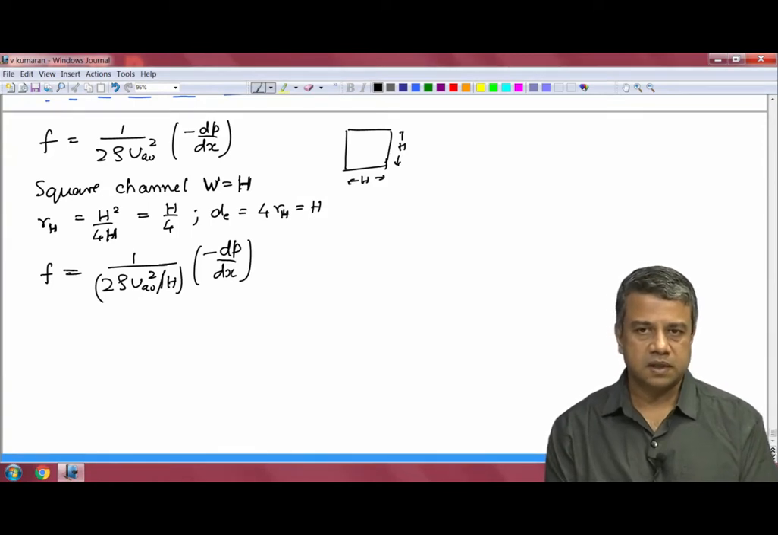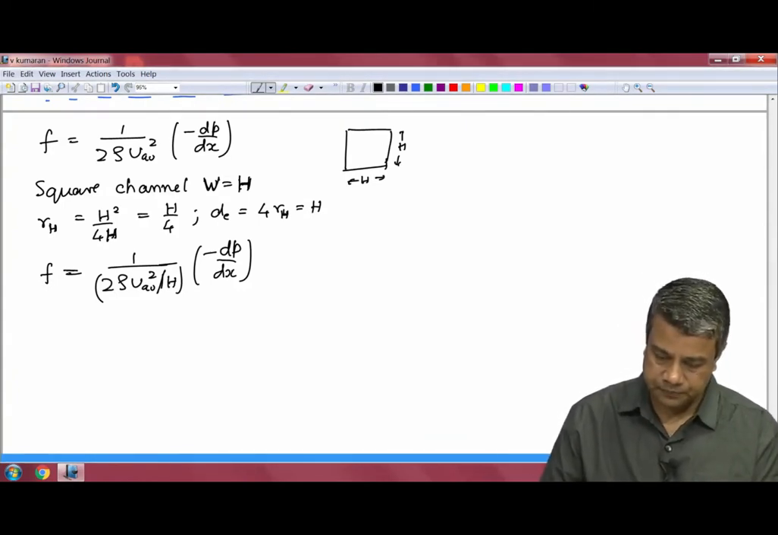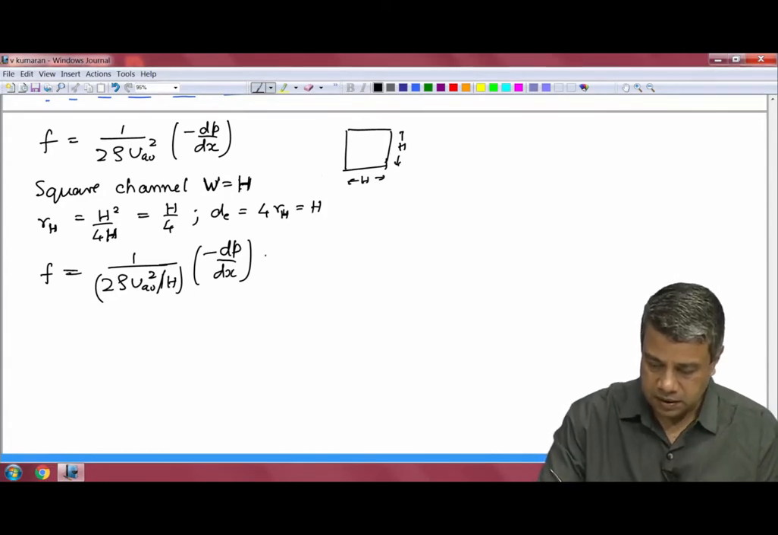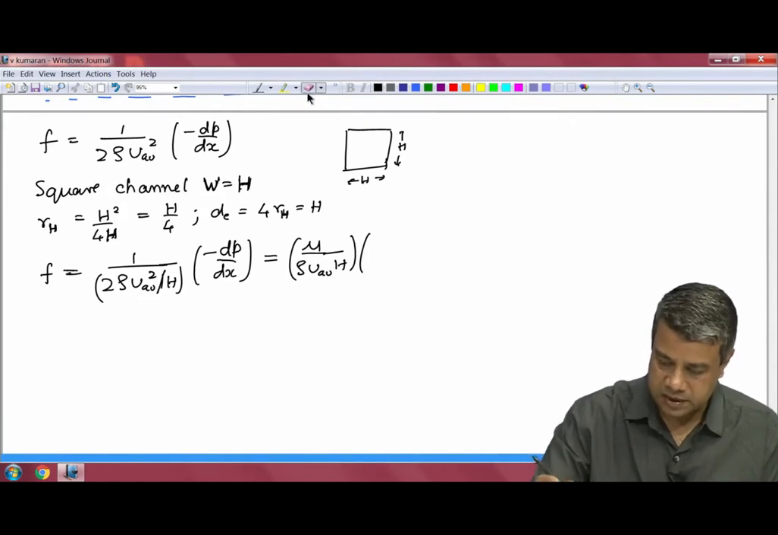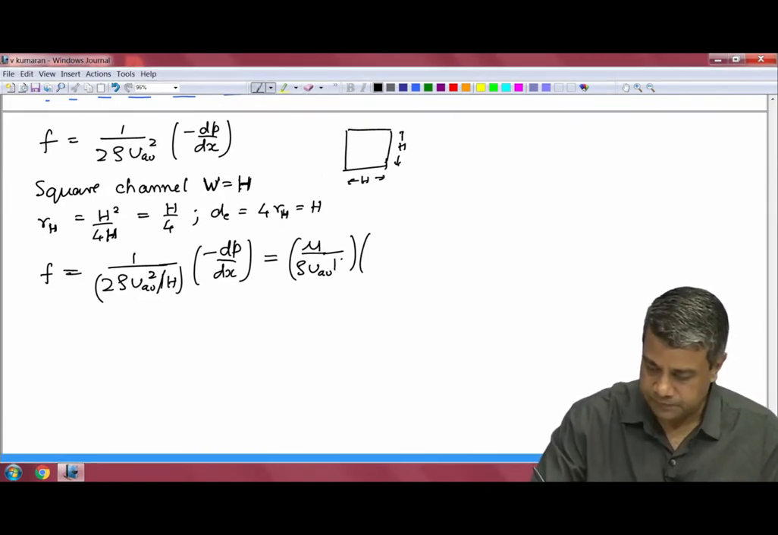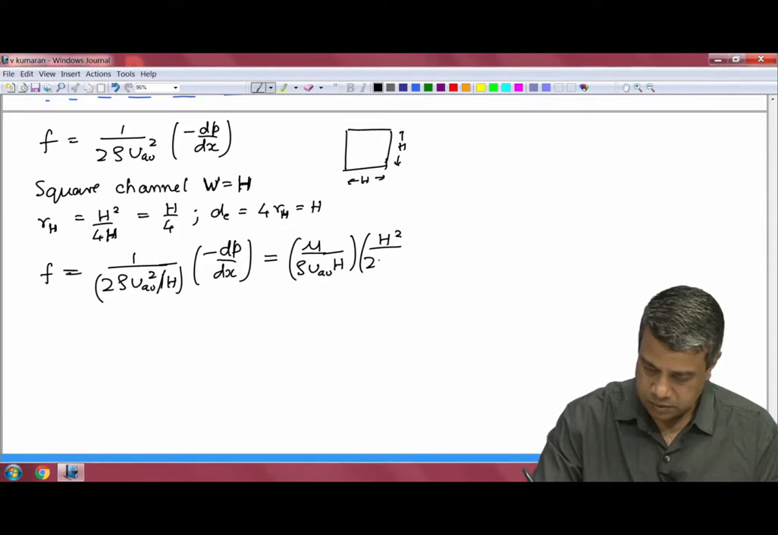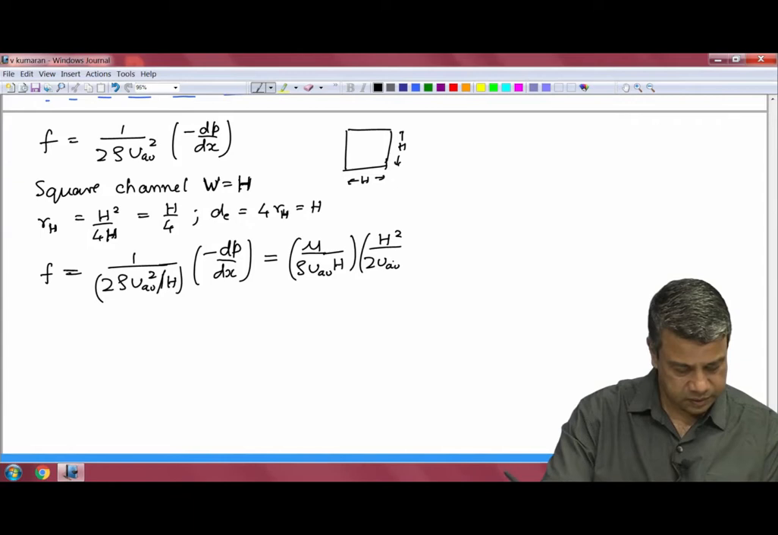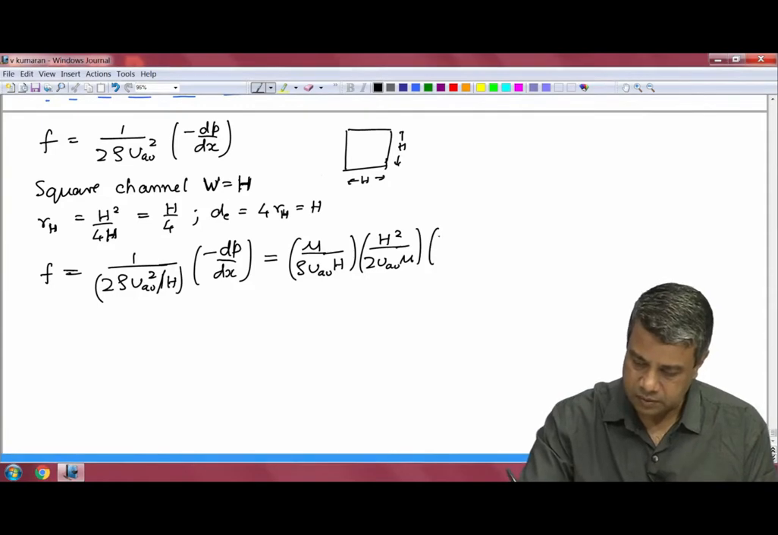The friction factor should have dimensions of dimensionless, that means that it should have 2 rho V average square divided by H for a square channel. And I can write this as mu by rho, because H itself is the hydraulic diameter, into H square by 2 V average mu into minus dP by dx.